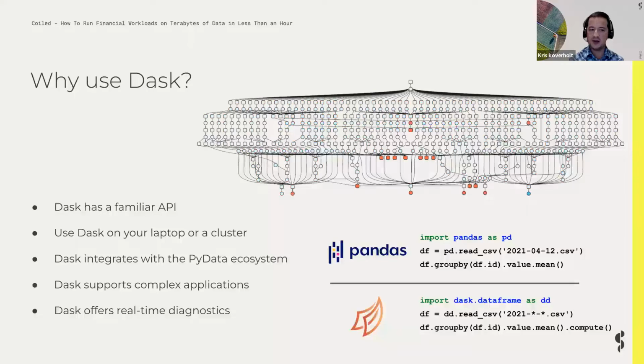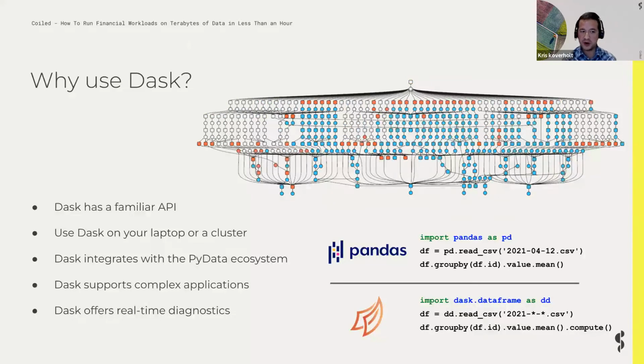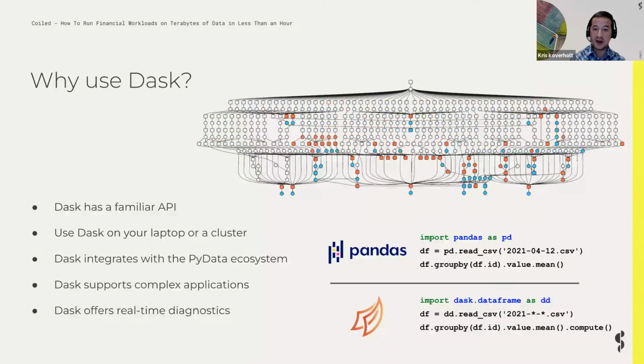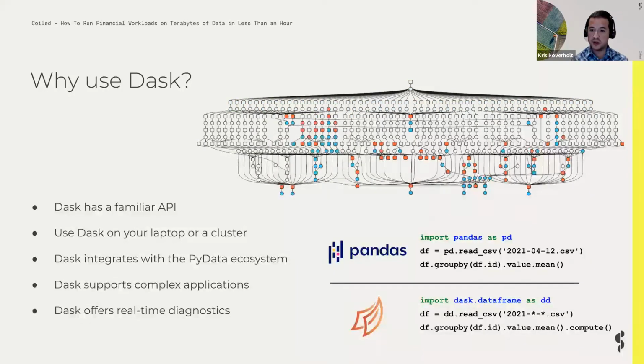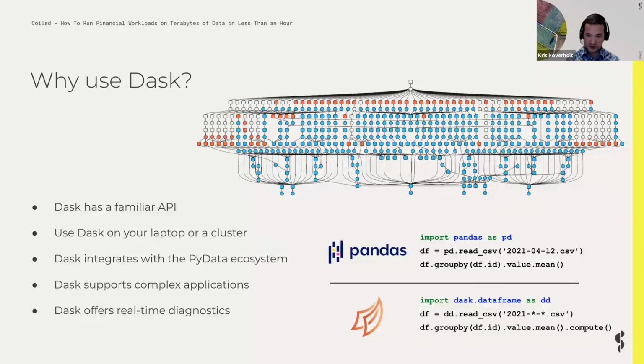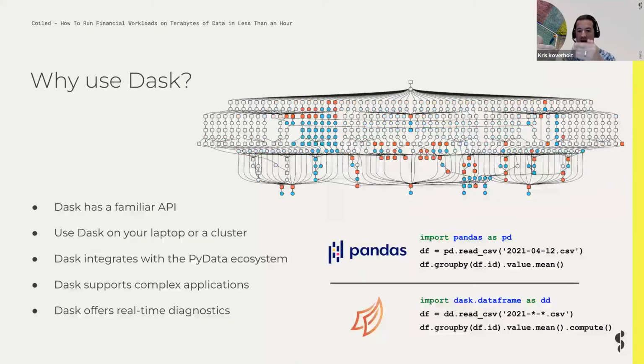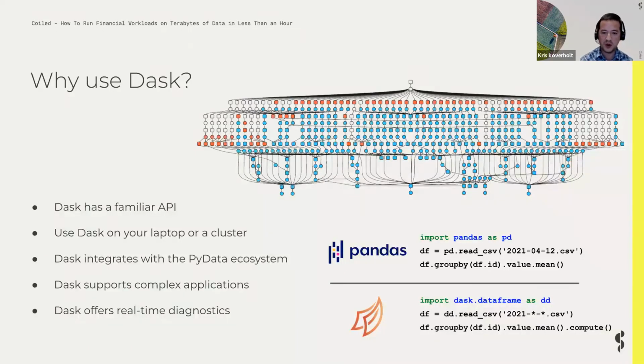why Dask and why Coiled, like why is it helping this problem? So number one, if you're not familiar with Dask, Dask is a parallel Python framework. It has a familiar API that maps to pandas and NumPy, so it should look very familiar. On the bottom right, you see a chunk of pandas code doing a group by and a chunk of Dask code doing a group by. It's pretty much exactly the same thing. You usually just have to think about partitions or chunks or when to compute. Other than that, it's the pandas API that you know and love.